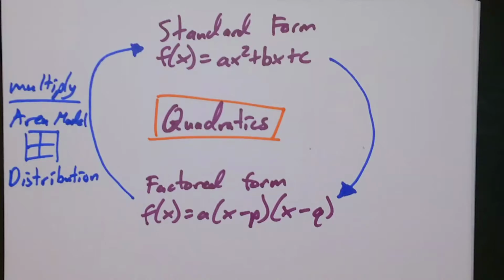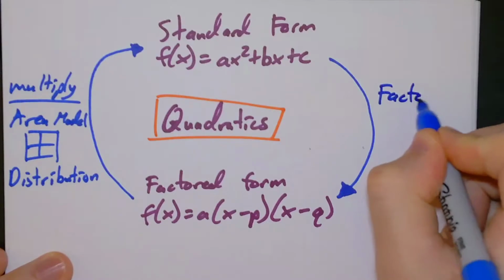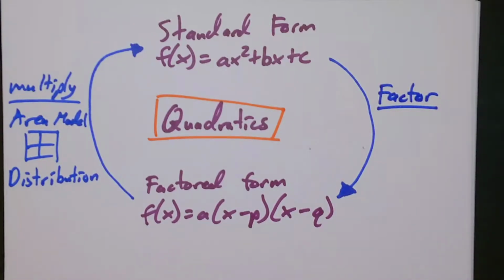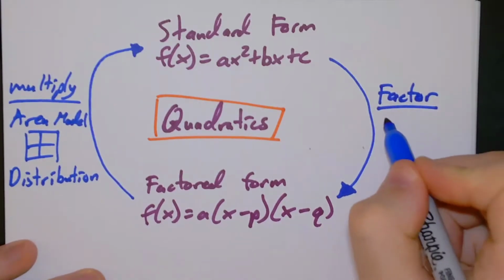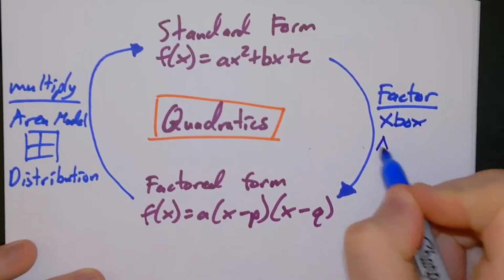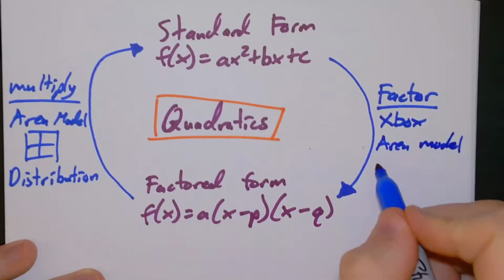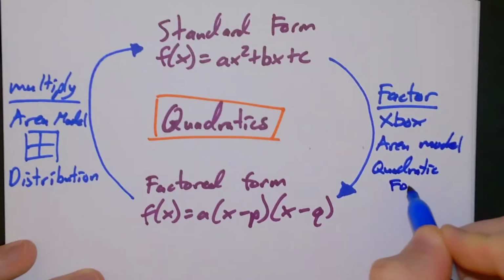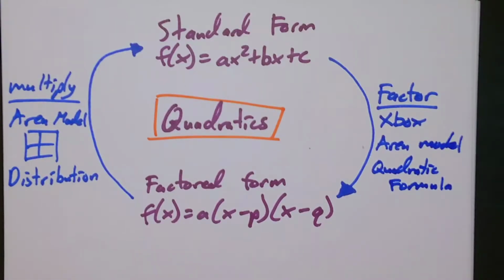Today, we are going to factor. And we're going to start with, there's going to be a list of things that we can add in here. We're going to start with the Xbox method. There's going to be the area model. There's going to be the quadratic formula. And maybe some other ones that I'm forgetting. So we want to turn our standard form equation into factored form. And let me know if I'm going too fast, and we'll move stuff around.